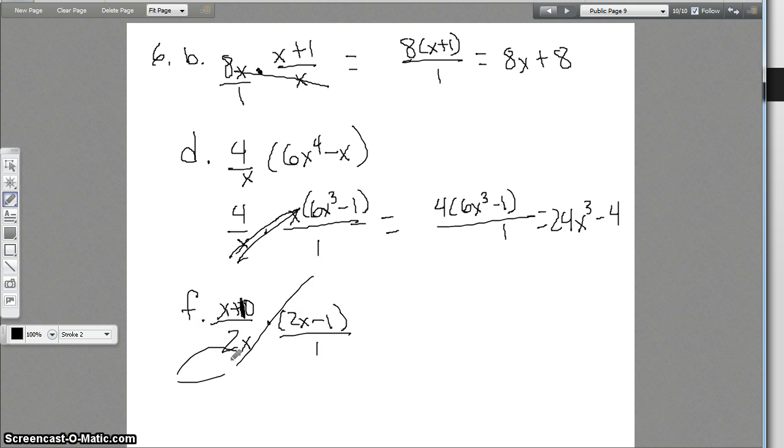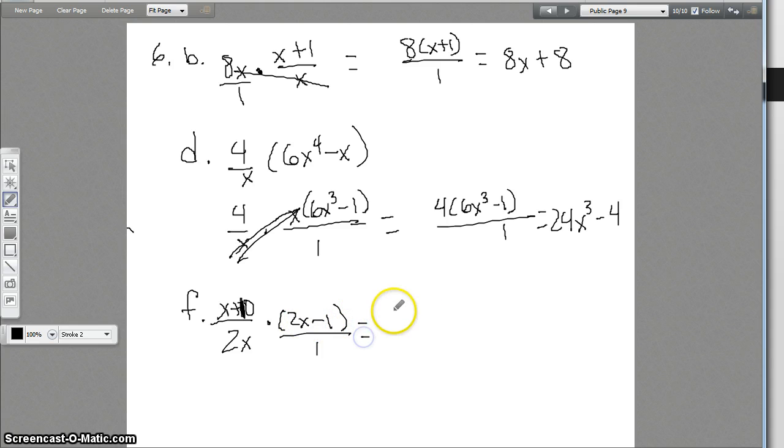We have a 2x in the denominator on the left, and we have a 2x in the numerator on the right. But notice in the numerator it's being subtracted, it's not being multiplied. 2x minus 1 is what we have in the numerator on the right.